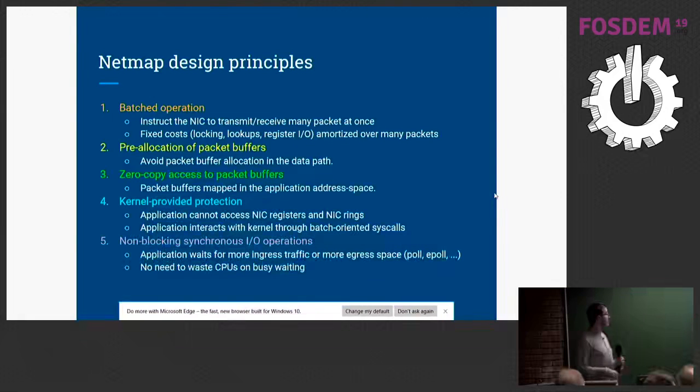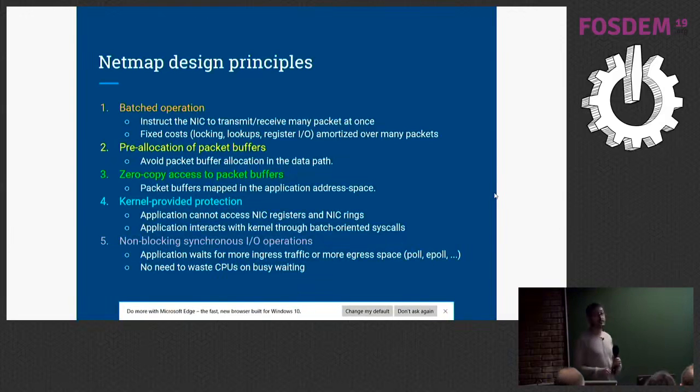The second principle is pre-allocation of packet buffers. So in essence, try to avoid dynamic allocation of packet metadata. For instance, in Linux, you have skbuff that you need to allocate, and you typically need to allocate and deallocate skbuff metadata structures for each packet that you process.